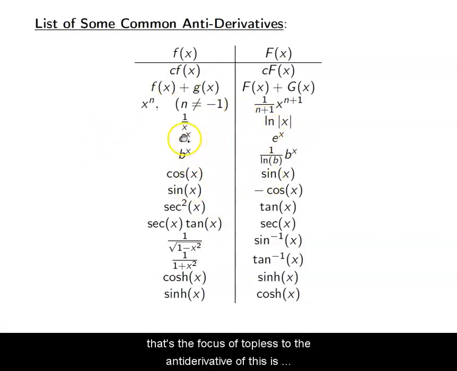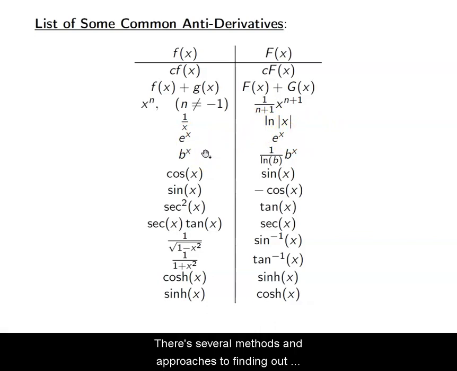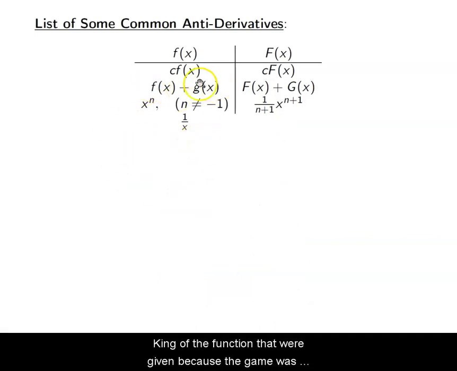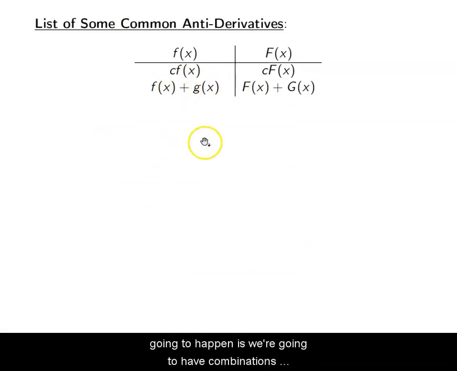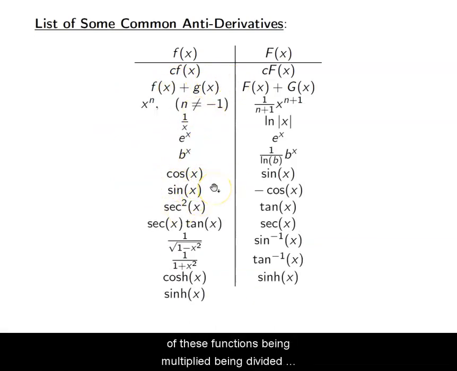It's not just, oh, the antiderivative of this is this function. It's more so that there are several methods and approaches to finding out exactly what we have based on the form of the function that we're given, because again, what's going to happen is we're going to have combinations of these functions being multiplied, being divided, functions inside of functions, just like we did for derivatives.